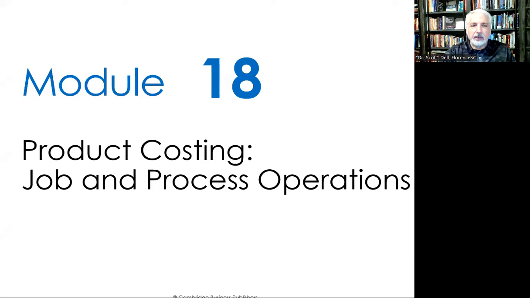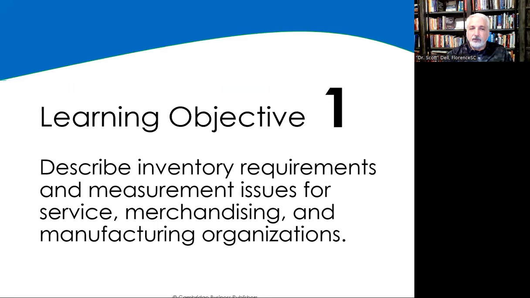Let's take a look at what we're doing. We're going to be talking about operations, job costing, and process costing. Process is more the mass produced, where jobs are a little more individualized. So the first objective: describe inventory requirements and measurement issues in different types of organizations.